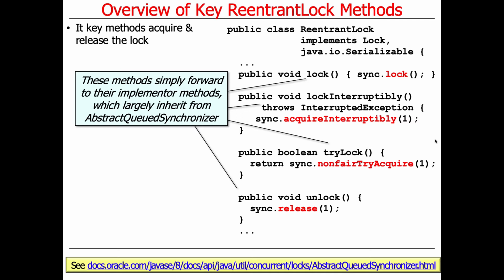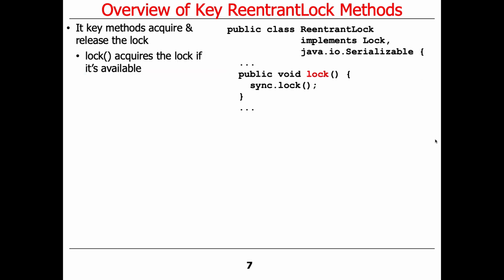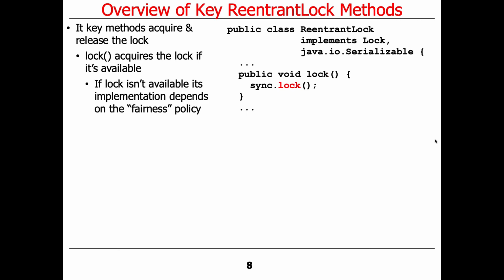So you get a feeling here that unlike the semaphores where you can acquire chunks of things, like multiple permits at a time, the reentrant lock is only doing one thing at a time, either acquiring or releasing one count element. Lock is probably the starting point for this whole thing. Its purpose is to acquire the lock if it's available. If the lock is not available, then what happens depends on the fairness policy that is enabled when you created the reentrant lock and passed the parameter to its constructor, or just used the default constructor.